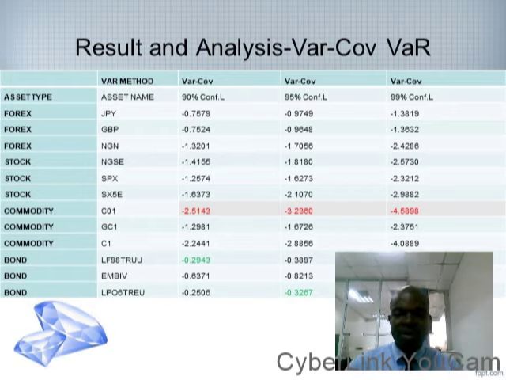Results and analysis. Our VaR computation for variance covariance showed that crude oil first contract has the highest value, while the bonds, especially pan-European aggregates and the US, have the lowest VaR value.